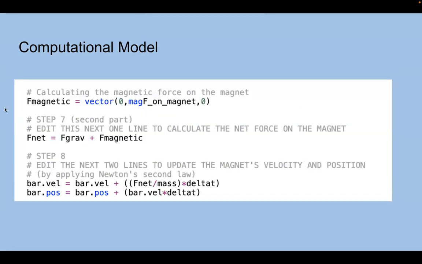And then here you take the magnetic force and apply it to the magnet. And right here, you're getting the net force by including both the gravitational force and the magnetic force. And down here, we're using Newton's second law to determine the magnet's velocity and position over time.